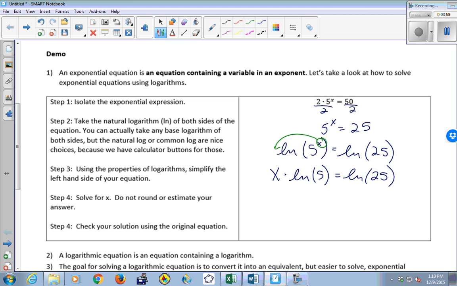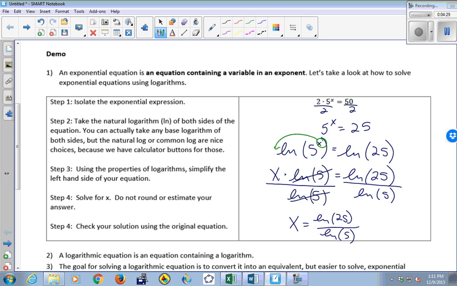You just have to keep reminding yourself sometimes, ln of 5 is just a number, right? You could type it in your calculator and it would give you a decimal, right? ln of 25 is also just a number. So to get the x by itself, I'm just going to divide both sides by the ln of 5. And ln 25 and ln 5 are just numbers. So x is ln 25 over ln 5.